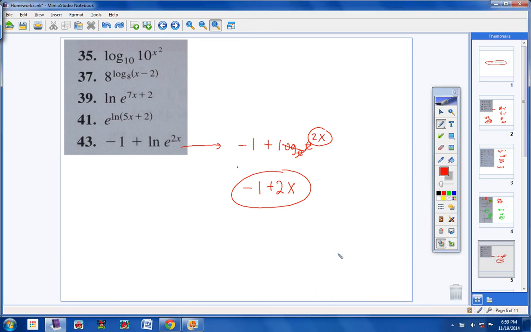Okay, guys, I'm back. 41 was fine, but moving on to 43. The back of the book had this here for the answer, which is the exact same thing. Okay? Alright, number 45.